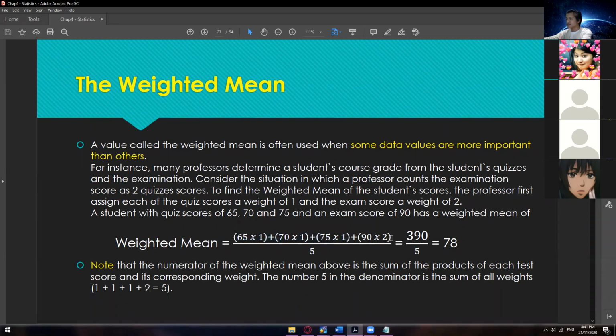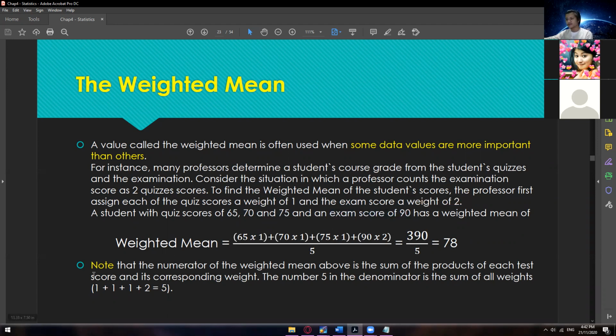Just do the math and you will get 390, and then divide it by 5. Where did this 5 come from? It is the summation of the total weight of the given numbers: 1, 2, 3, 4, and 5. So it is not the count of the data anymore, which is only a count of 4 for 65, 70, 75, and 90. We are now getting the count of weights, which is a total of 5. So 390 divided by 5 is equal to 78. This is the weighted mean, or the grade of that student, if he has 65, 70, and 75 for the quizzes and 90 for the exam.